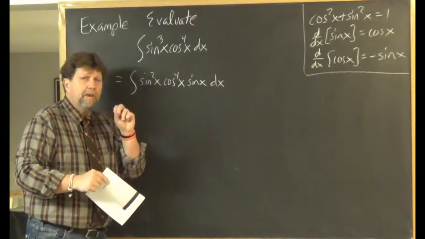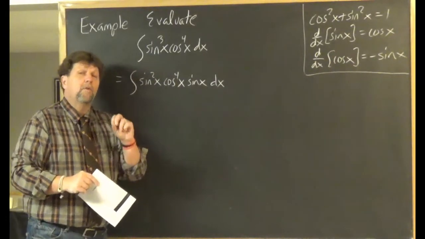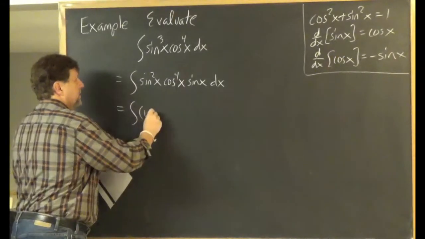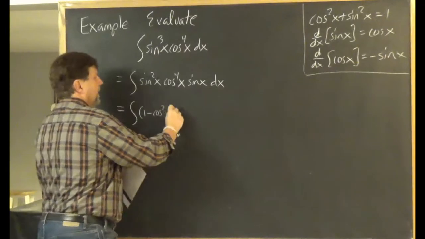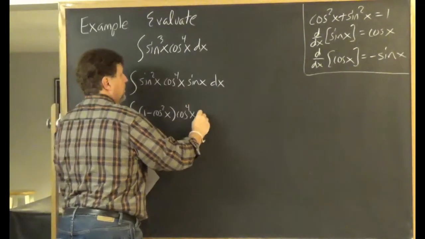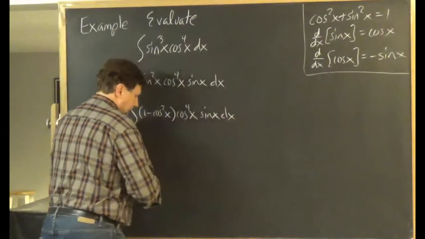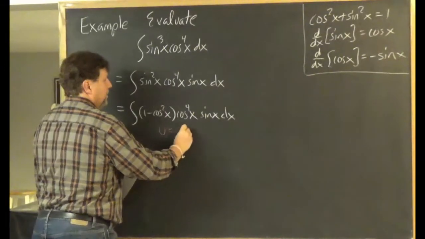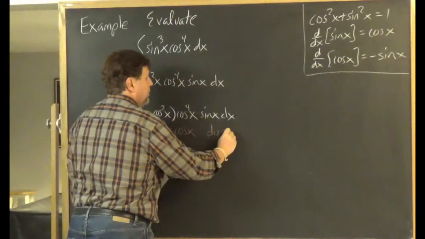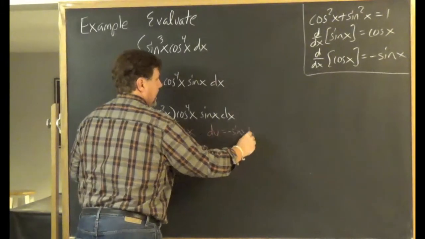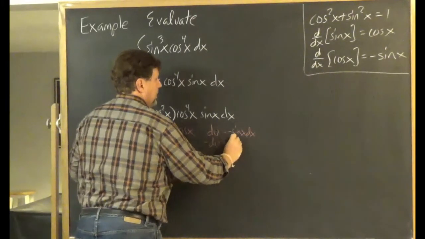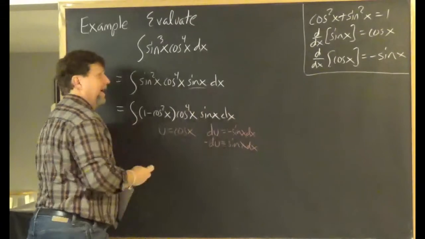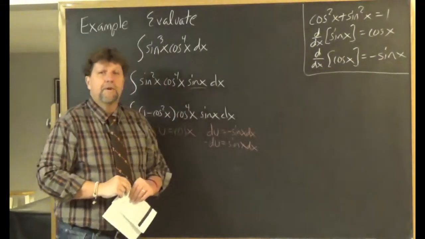Sine squared, I can replace sine squared x with 1 minus cosine squared x. And when I replace sine squared x with 1 minus cosine squared x, I now see, well, if I let u equal cosine, du is negative sine x dx, or a negative du is sine x dx. And that was the whole point for saving that factor of sine. And that's why I mentioned these derivatives over here.